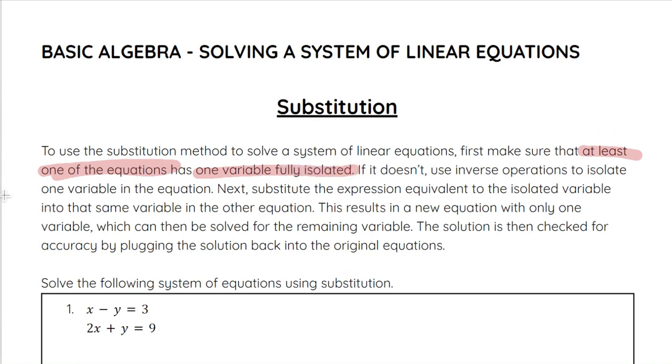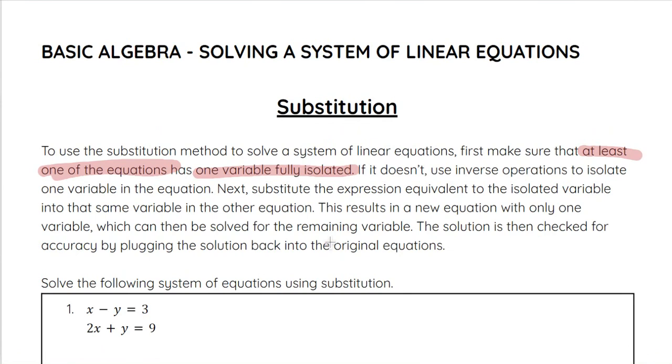Now that doesn't mean both of them have to, just one of the equations has to have it fully isolated. So either an x by itself or a y by itself, or one of the variables if you're using different letters in that equation or equations. If it doesn't already have a variable isolated, then we need to take that step to get one of the variables by itself in one of the two equations.